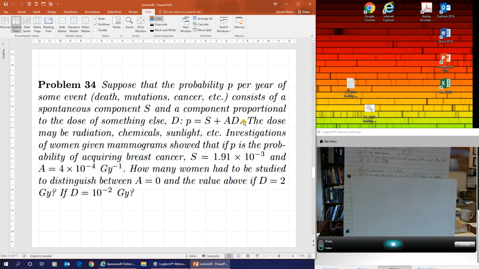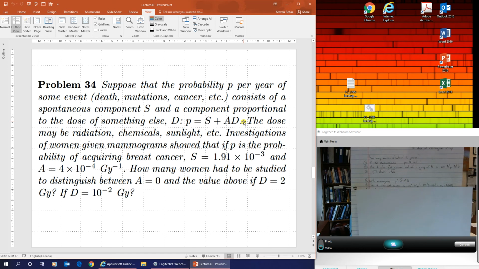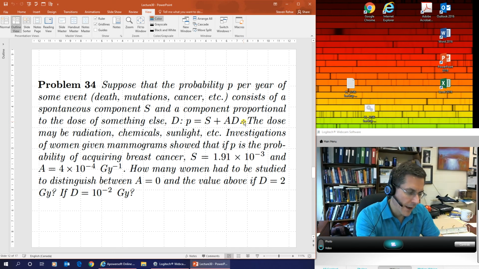This is what I think. m prime, it's the same number capital N, that's the key, times P prime. But I know what P prime is. It's S plus AD. So just multiply that all out. The number of women m prime is equal to N times S, which was little m, plus NAD. And that makes sense.